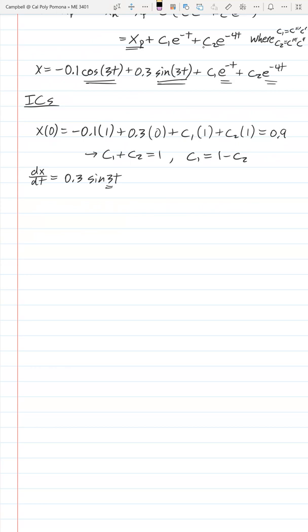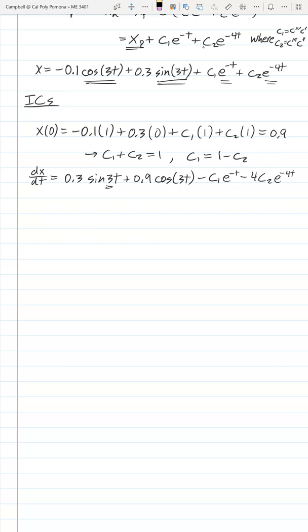Now doing the same thing for the next term, we have that 3 coming out, and derivative of sine just becomes a positive sign, so we don't have that switch in sign. We get obviously a 0.9 times cosine 3t minus C1 e to the negative t minus 4, when that comes down, C2 e to the negative 4t.